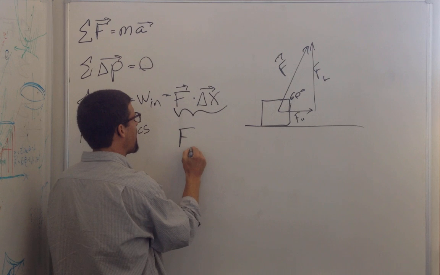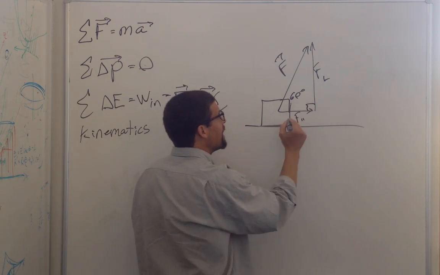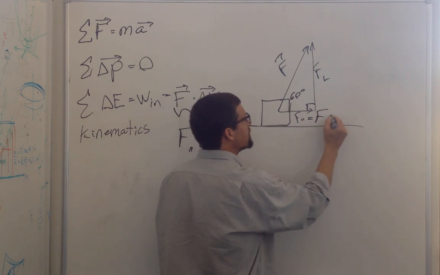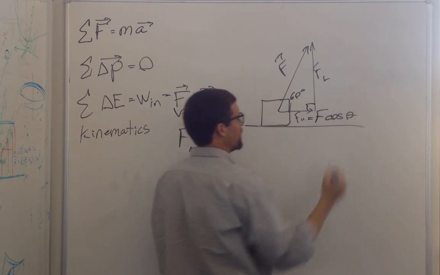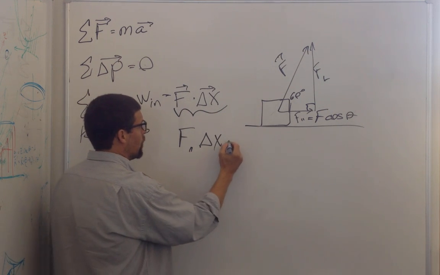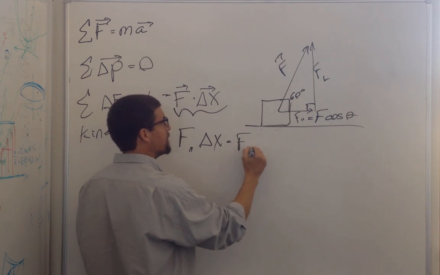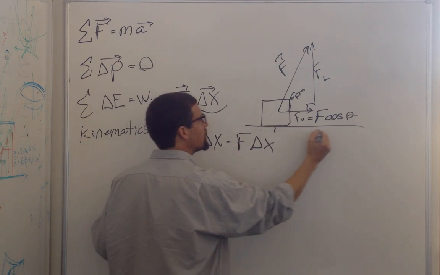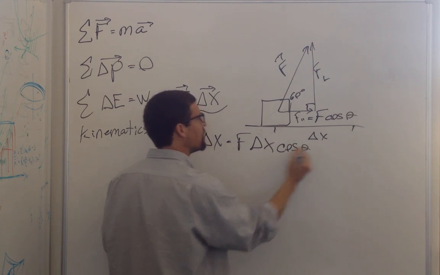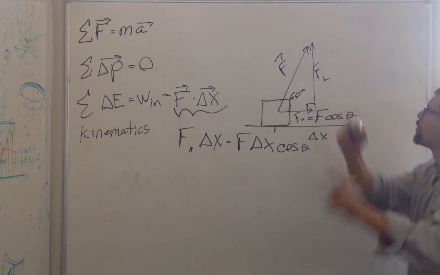This is force parallel times delta x. And so we remember our trig, and this is the adjacent side, so this is equal to the force times cosine of theta. Okay? So that's the force that I'm applying times delta x, which is how far I might move it, times the cosine of the angle in between. And we remember what cosine looks like.